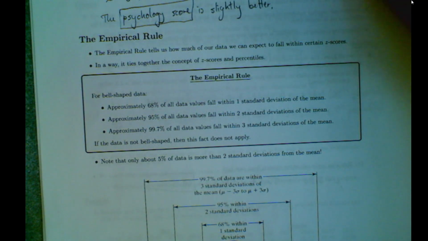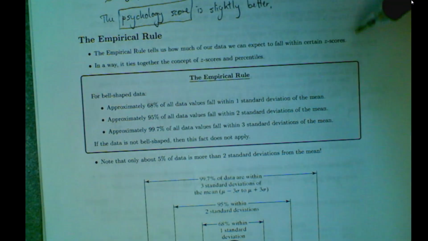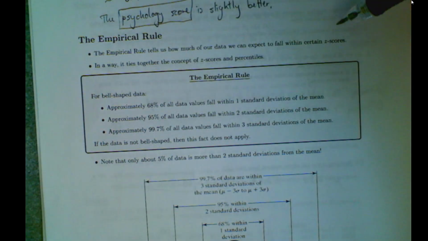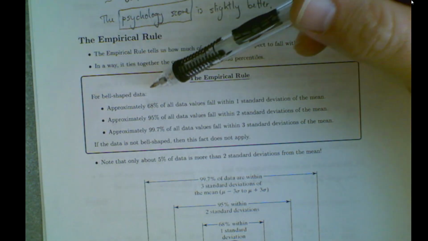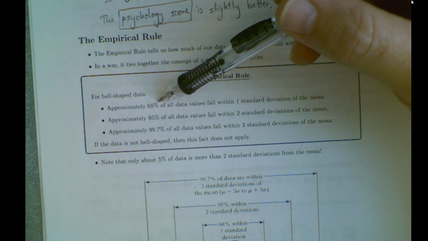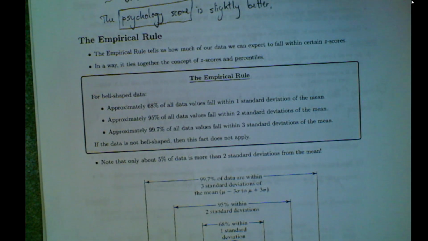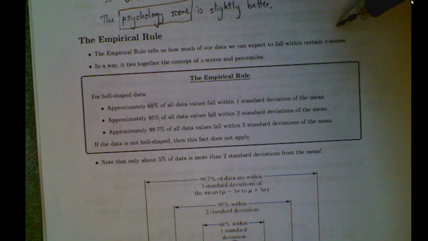What the empirical rule says, well, it tells us how much of our data we can expect to fall within certain z-scores, right? So it tells us what percentage of our data falls within certain z-scores. So it kind of marries percentiles and z-scores together. Here's what it says. For bell-shaped data, approximately 68% of all data values are going to fall within one standard deviation of the mean. Okay, that's within one z-score. All right. Approximately 95% of all data values fall within two standard deviations, so they're within two z-scores.